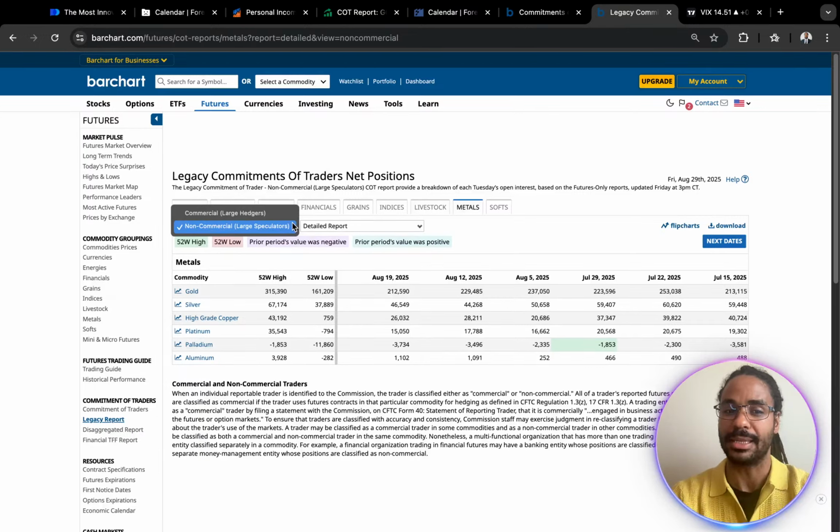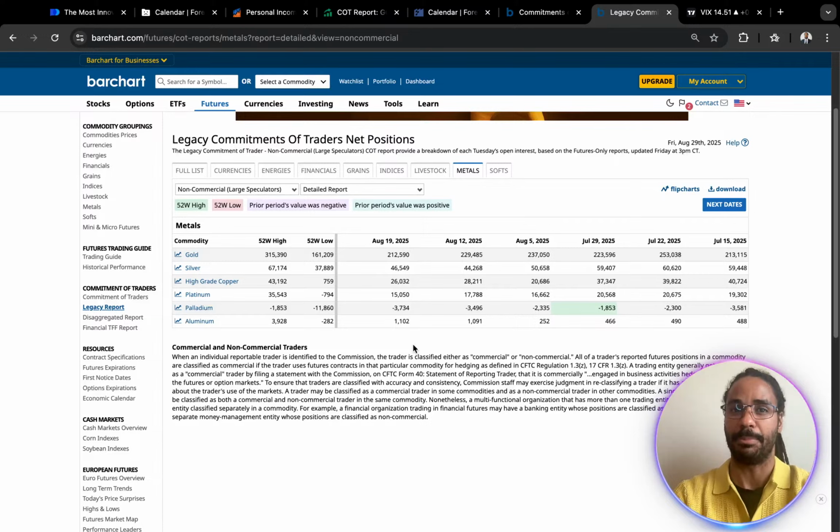Now, why do I look at the non-commercial large speculators? These are hedge funds. Okay, we're looking at big traders. They trade for profit and they follow trends. So extreme long and short positions can signal market tops or bottoms.